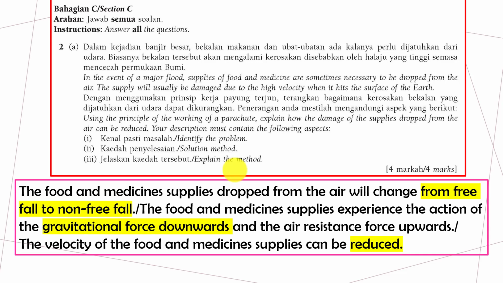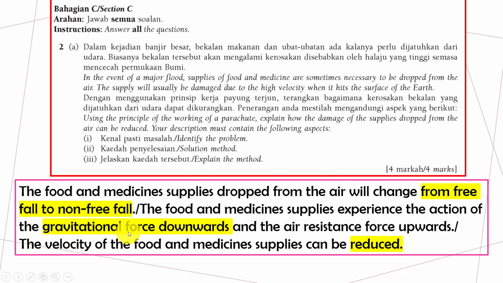So from here, the first one is the food and the medicine supply they drop from the air will change from free fall to non-free fall. Free fall means the situation of vacuum. Non-free fall means it is related to the air resistance. So if you are at the top, that means you have not yet come down to the ground, they just drop from the air, you find it is a free fall, because we don't have more air resistance. If you don't have any air resistance, they will drop faster because they are just pulled by the gravitational force.